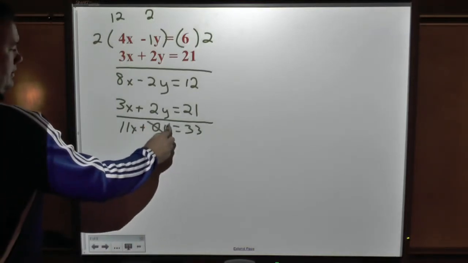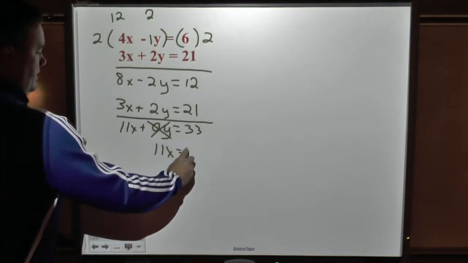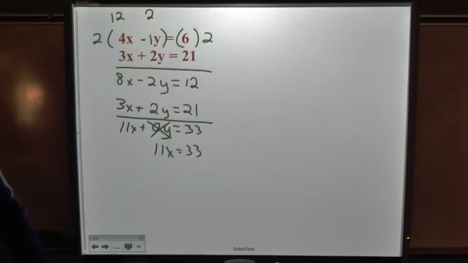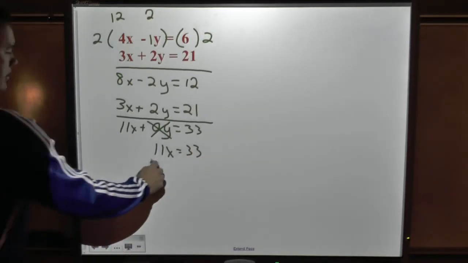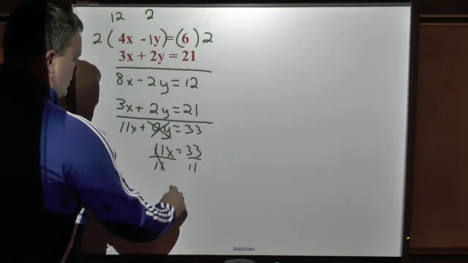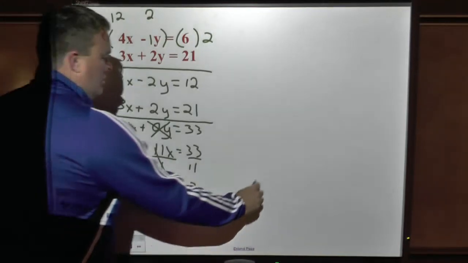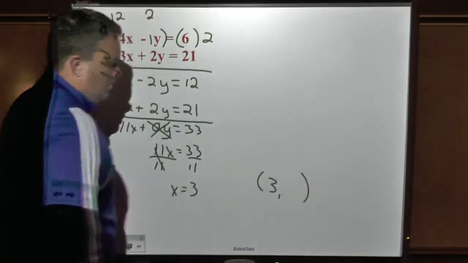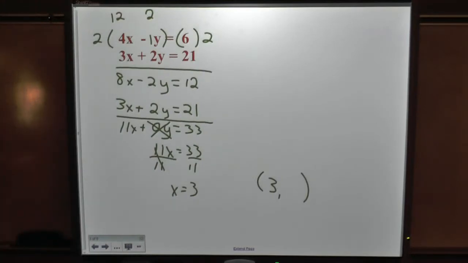So as we can see, it's gone. We just have 11x is equal to 33. Now we're just going back to what we did before on any of the other problems. Divide both sides by 11, x equals 3. So you have the x coordinate. Right? You still need to find the y coordinate.